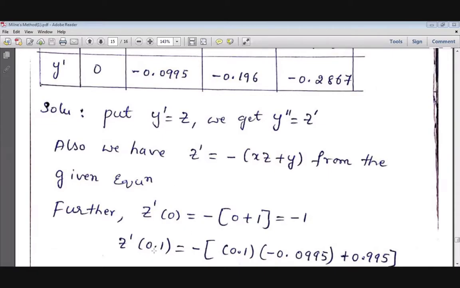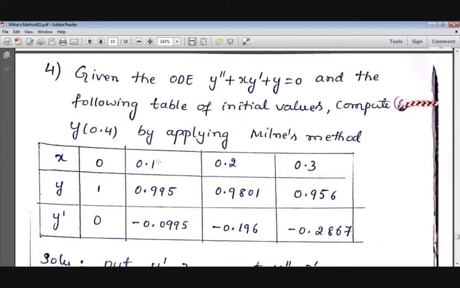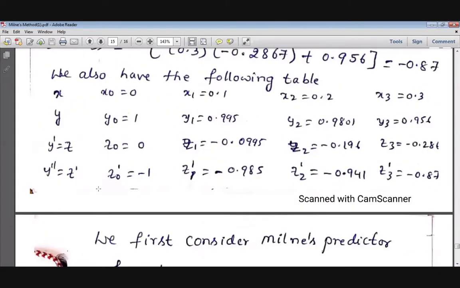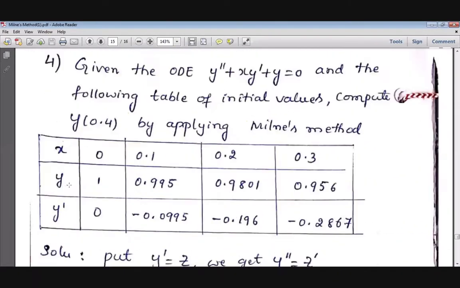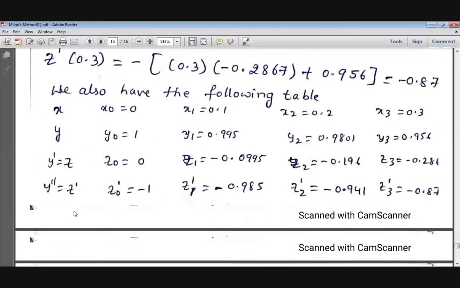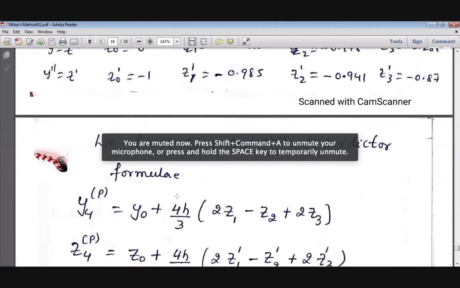So what we have to find out? z dash of 0. Why z dash of 0 only? Because what are the values here? 0, 0.1, 0.2, 0.3. So z dash of 0, z dash of 0.1, z dash of 0.2, z dash of 0.3. Find out that. After finding out that, rewrite the table. To rewrite the table, first three rows are same. First three rows of the table will be same. Only z dash of 0, z dash of 0.1, z dash of 0.2, z dash of 0.3 extra will come.